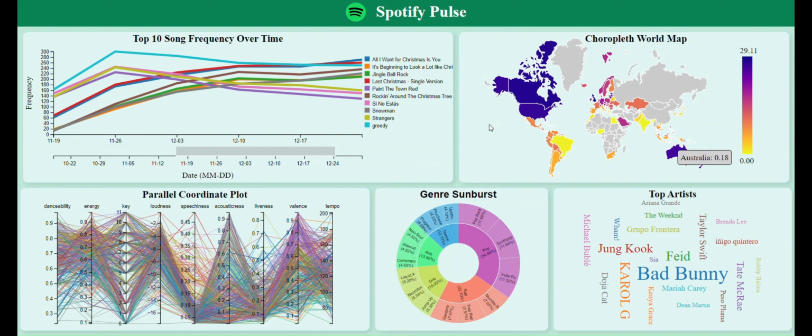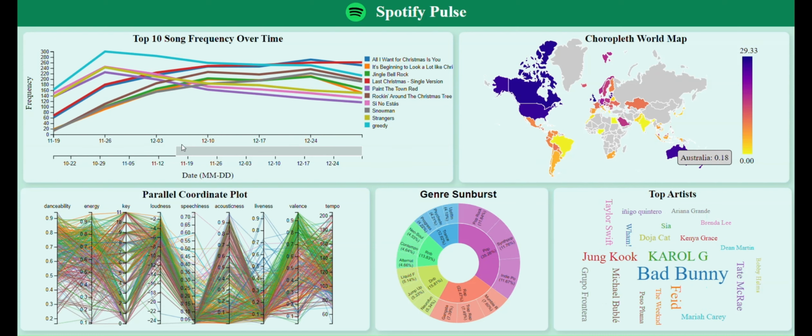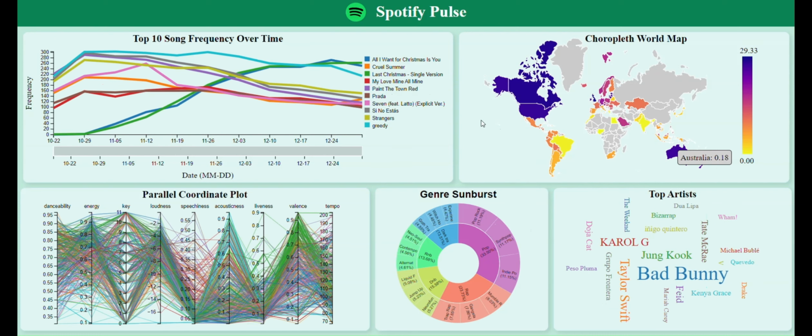Coming to the second plot, which is the choropleth world map, you can see the intensities of the colors. The lowest is 0.00, and the highest is 29.11. You can see here that the United States and Canada have the highest number of songs. So the top 50 songs worldwide are mostly played from the United States and Canada, and even Australia, because those are the darkest colored here, as shown in the legend.